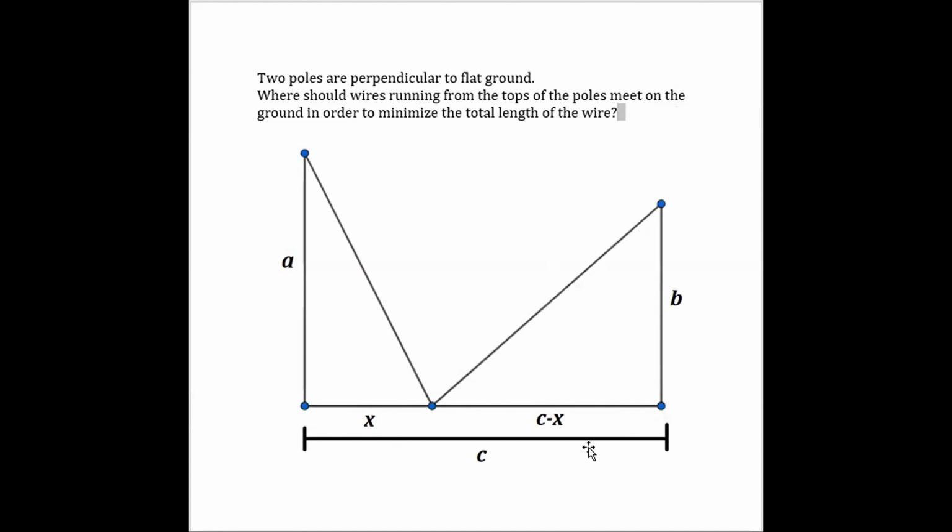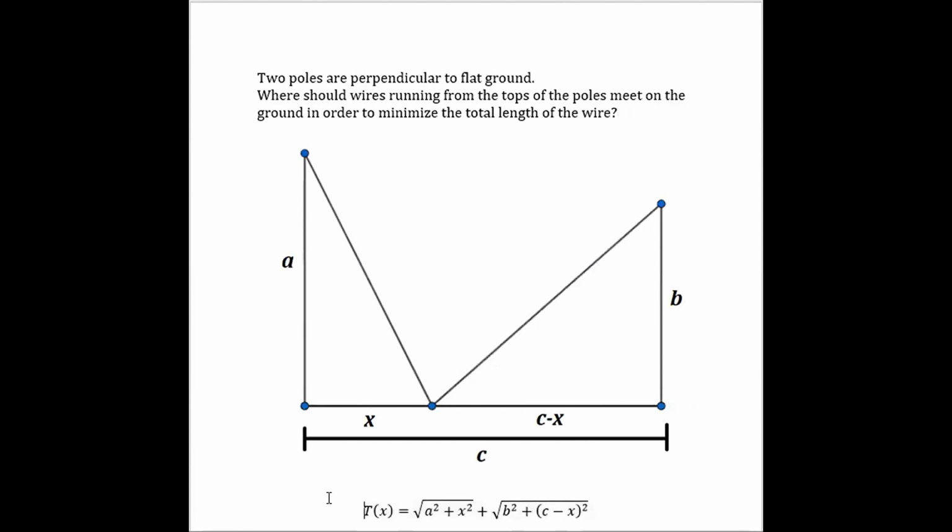We don't know yet. C, the distance between the bases of the two poles, will have to be greater than 0, because if it's not, then you have no space between the two poles. The two poles are the same, and there's no place for them to meet. The distance from the base of the pole with height A to where the wires meet is x, and so what's left over, c minus x, is the distance from the base of the other pole to the meeting point.